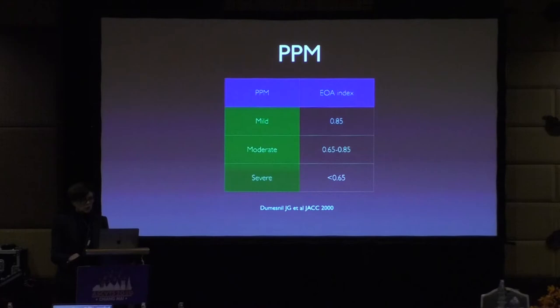Now, the concept of patient prosthesis mismatch, I'm sure you're all familiar with, and it's basically when the valve is too small for the patient. The valve is actually inherently normal, but it's too small to cope with the patient's demands. If the indexed EOA is less than 0.65, the patient has severe patient prosthesis mismatch, and this correlates with poor outcome. So it's a very good idea to detect this, but an even better idea for it not to happen in the first place.